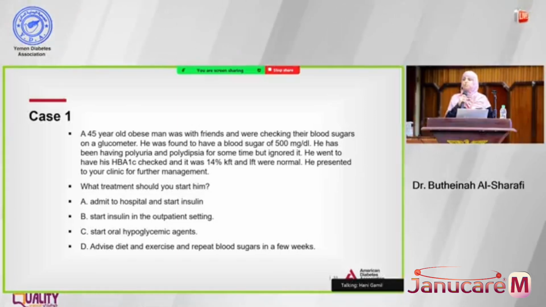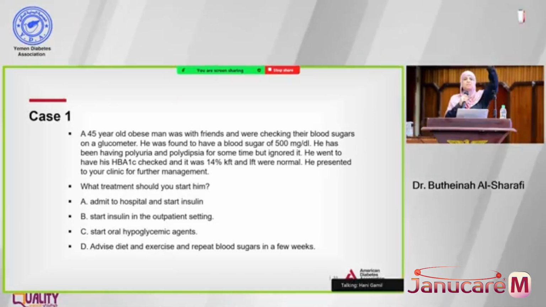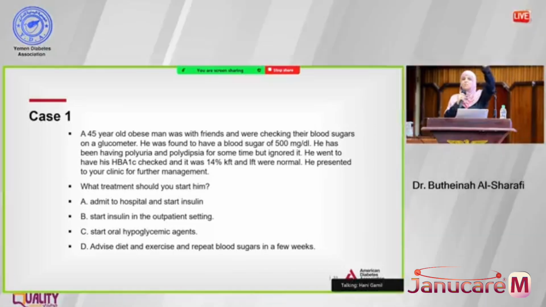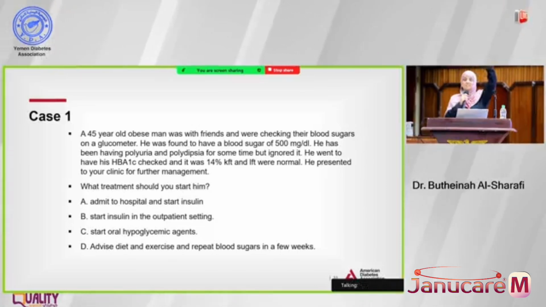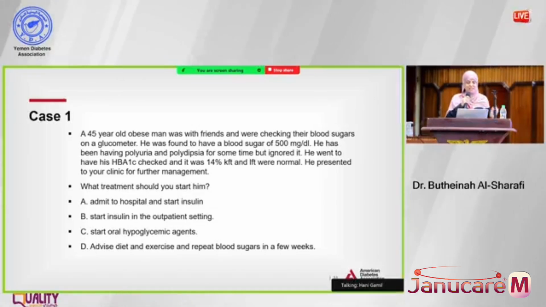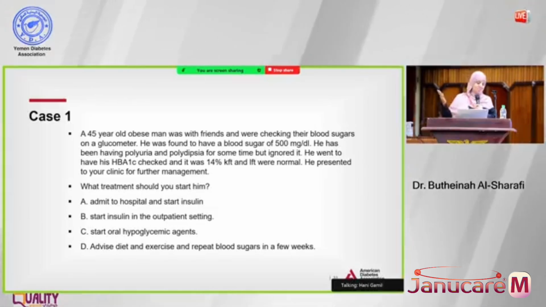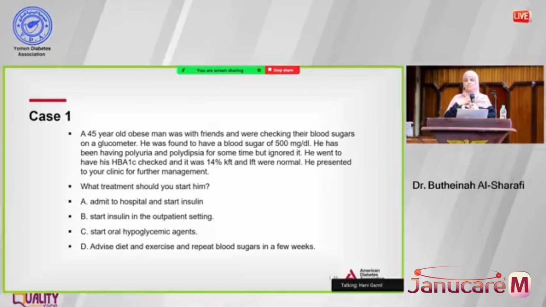How many will admit him to the hospital and start insulin? Let me see. Anybody will admit him to the hospital? Okay. Start insulin in the outpatient setting? How many? Nobody? Okay. Start oral hypoglycemic agents? Okay, a few more. Nobody is reacting? Okay. Advise diet and exercise and repeat blood sugars in a few weeks? Dr. Mohammed Bamishmus would start insulin. That's fine. I would start oral agents because he's stable, in the clinic. And go to insulin.